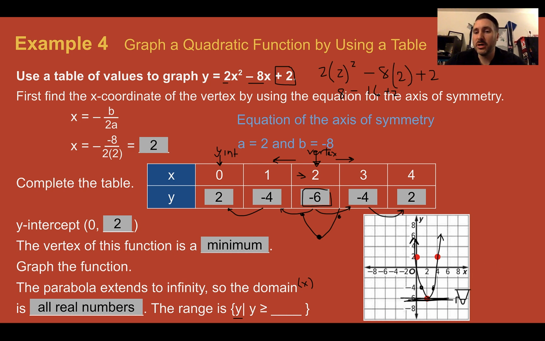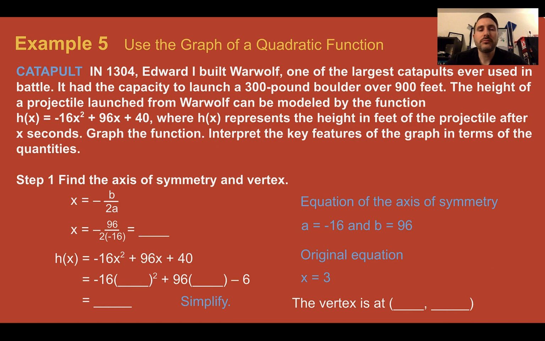So here we have a minimum, meaning the y values are all above it. And what is that minimum? It is at negative 6. So as you're going through quadratic functions, wherever the minimum value or maximum value is, that is going to be the boundary of your range.